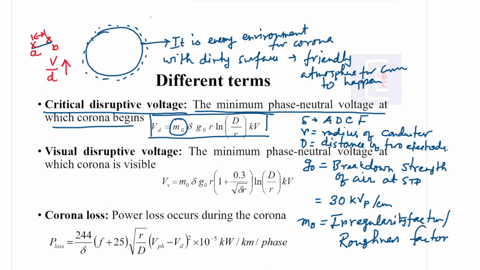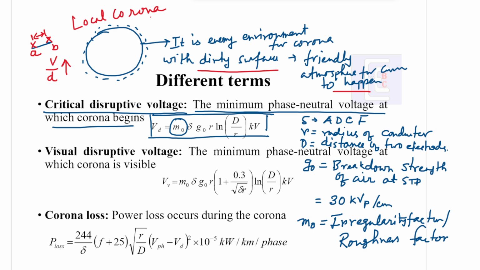So due to this factor, a dirty surface, that means a surface full of dirt, is not a very healthy environment. It is a friendly atmosphere for corona to happen, because you require a very small amount of voltage to have the electrical spark between these two points. And since this corona is not occurring throughout the surface of the material and is only confined to these two points, sometimes it is also called local corona.